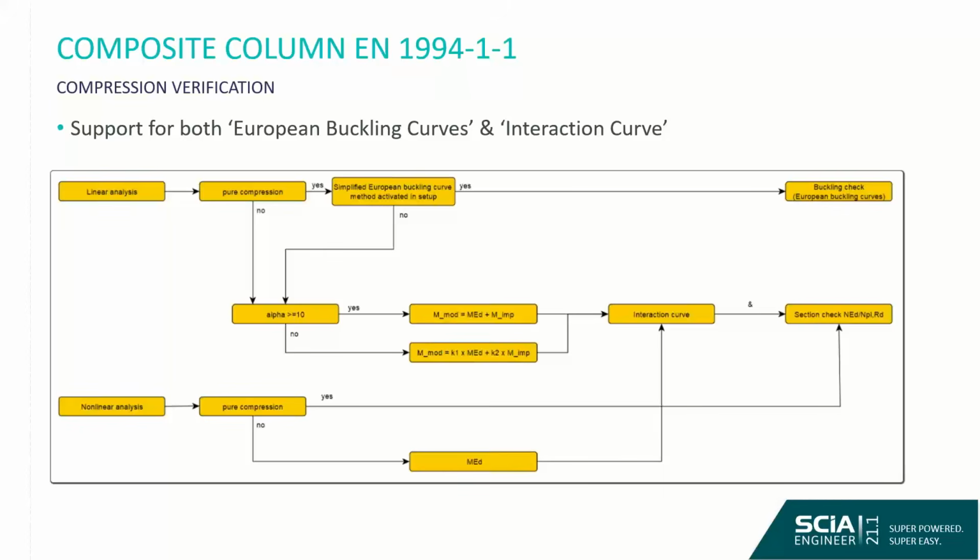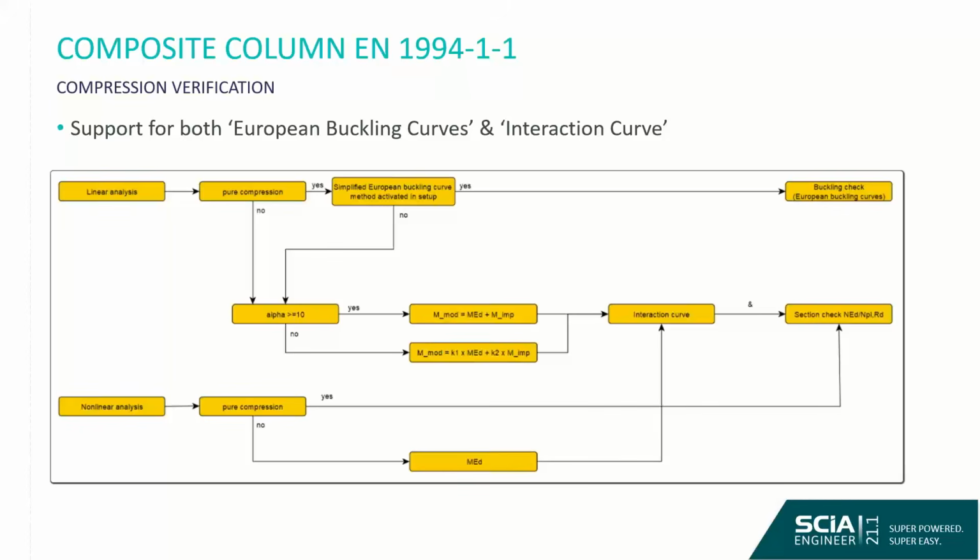Okay. A slightly different story is when you already do a second order analysis, because there we will assume that the second order effects will come out of the forces resulting from your second order calculation. And then if you have pure compression, we will just do the section check. And if you have also a bending moment there, we will do the interaction check and the compression check both.